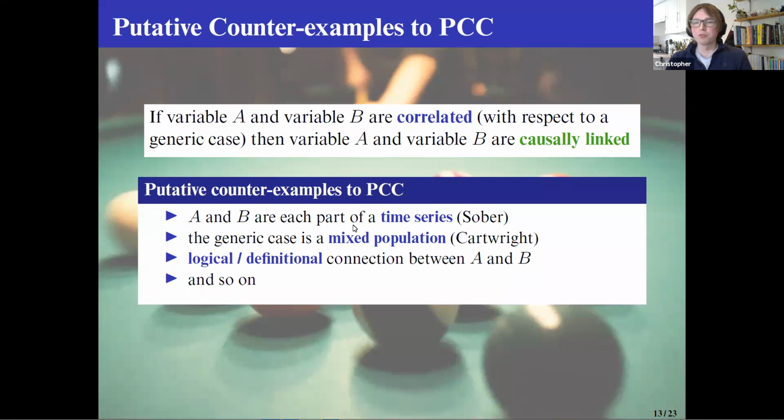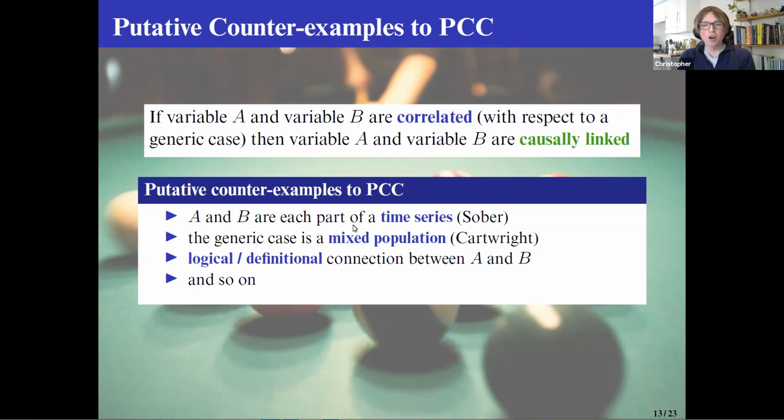So, a classic example from Elliott Sober: take on the one hand bread prices in England, on the other hand, take the sea levels in Venice. Presumably, those two things are not causally linked to each other, but they are each variables which increase over time. And because both these variables increase over time, they're going to be to some degree correlated. So here we have a counterexample where two variables are correlated, but they're not causally linked.